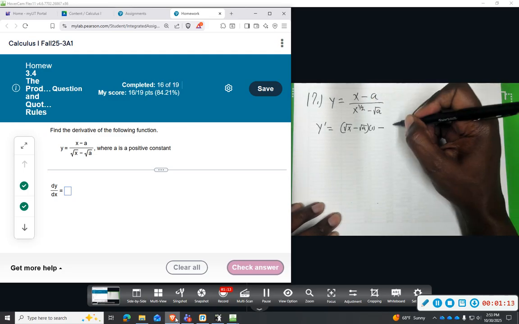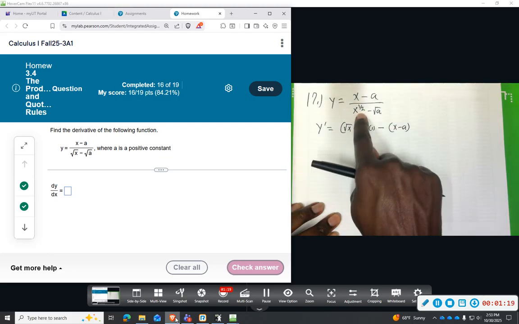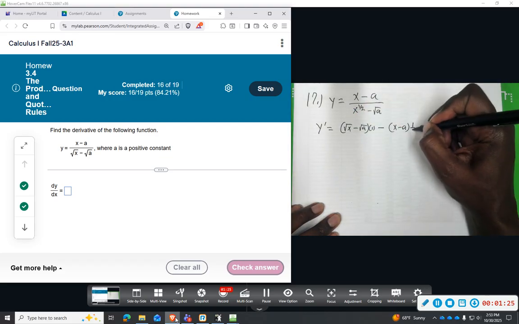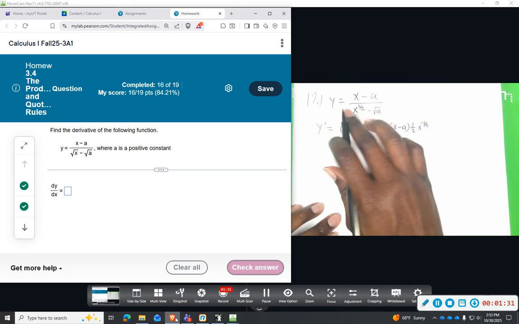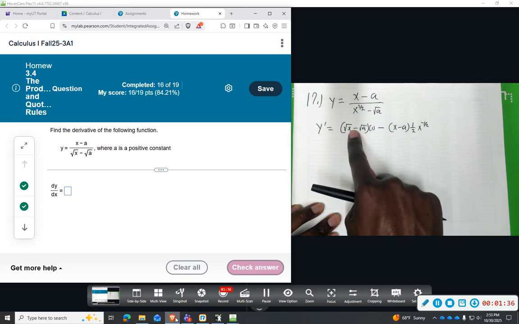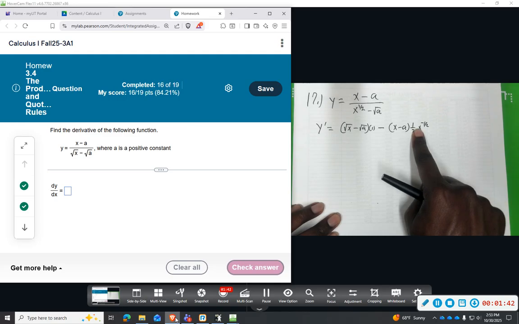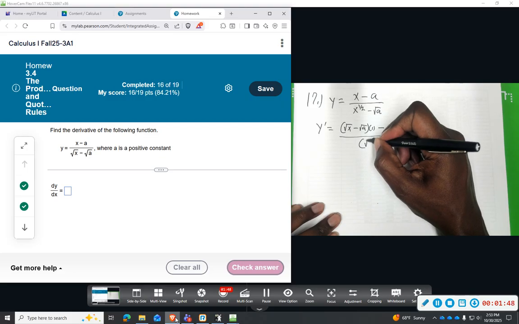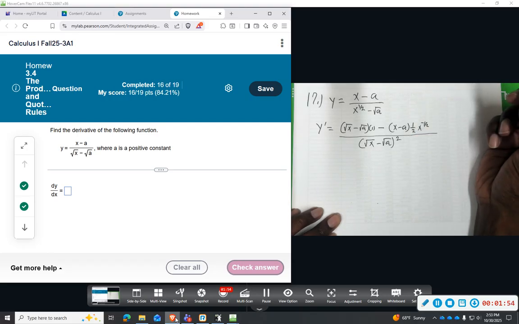Minus the top times the derivative of the bottom. So with the square root of x, or x to the 1/2, we'll multiply by 1/2, and then subtract 1 from 1/2. That'll give me a negative 1/2. And then the derivative of a constant is going to be 0. So bottom, derivative of the top, minus top, derivative of the bottom, all divided by the bottom squared. I'll just leave it as square root of x minus square root of a, this whole thing squared.